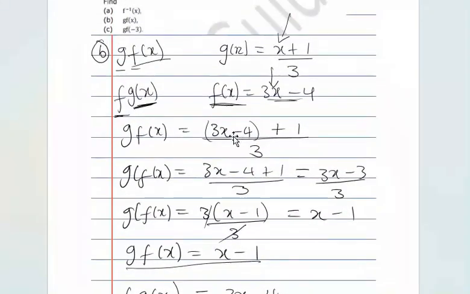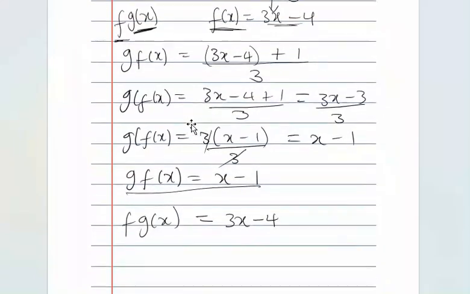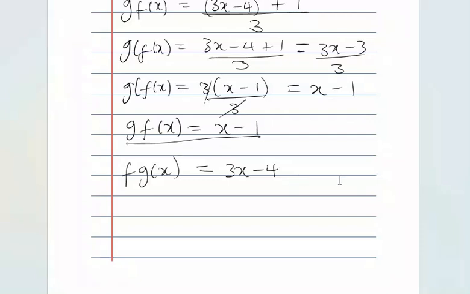So f of x is 3x minus 4. Now here where there is x, this is the equation for f of x because it's appearing at the beginning. Then where there is x, we substitute the equation for g of x. So this could have been 3, open bracket, then what's g of x? g of x is x plus 1 over 3. Then minus 4.